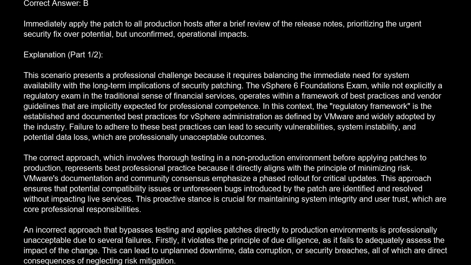The correct answer is B. Immediately apply the patch to all production hosts after a brief review of the release notes, prioritizing the urgent security fix over potential, but unconfirmed operational impacts.